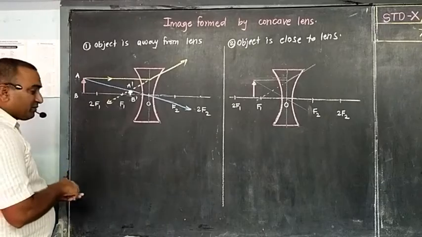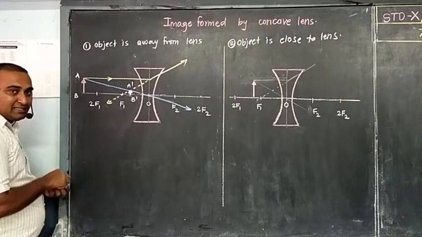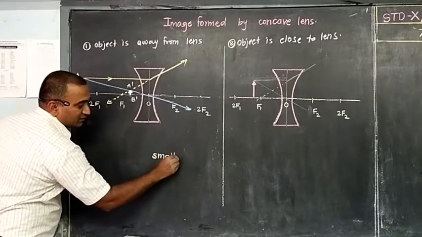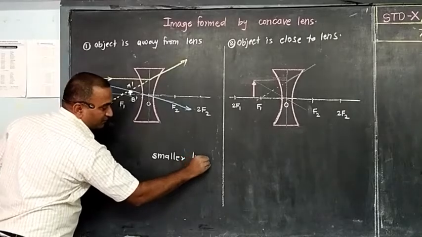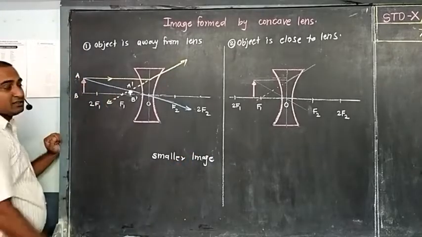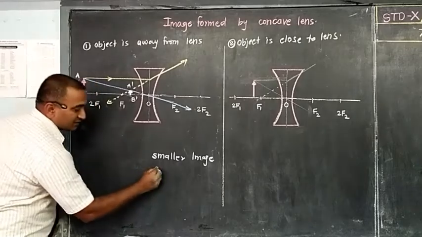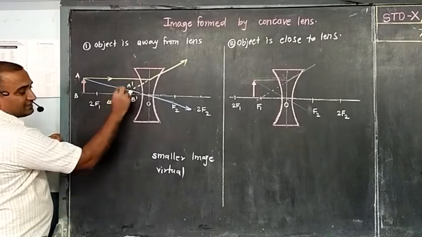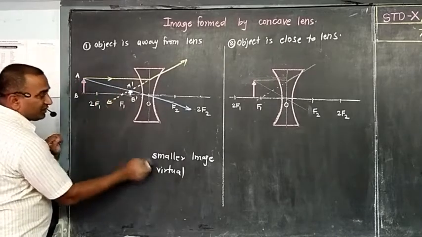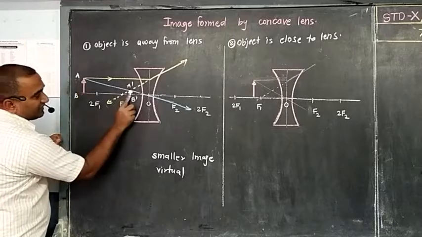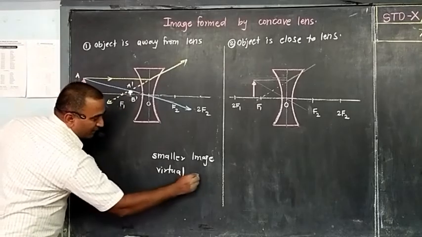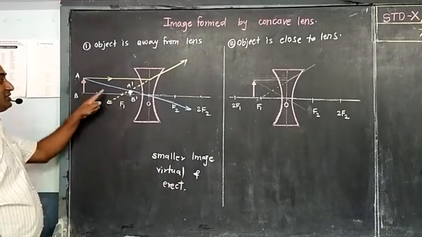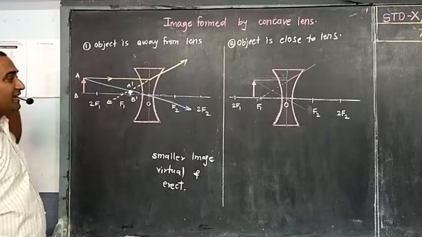So what is the nature of the image? The image is very small. We are getting a smaller image. Again, how is the image? The image is towards the left side of the lens, so it is a virtual image. And as the head is upward, we are getting an erect image. This is the condition when the object is placed far away from the lens.